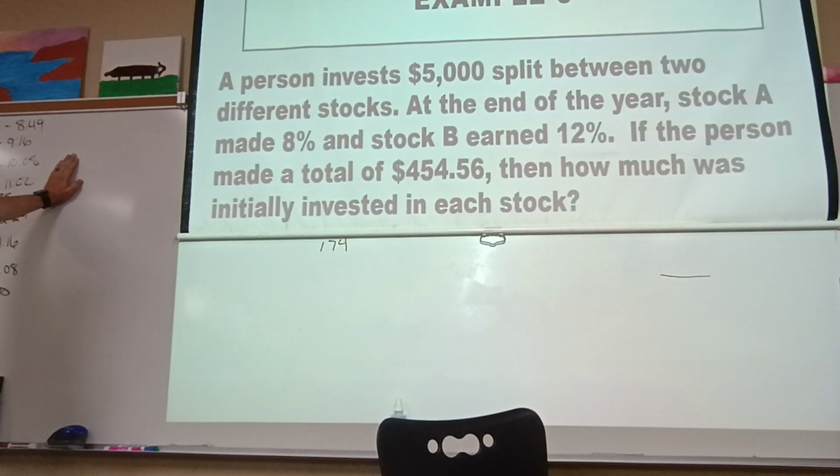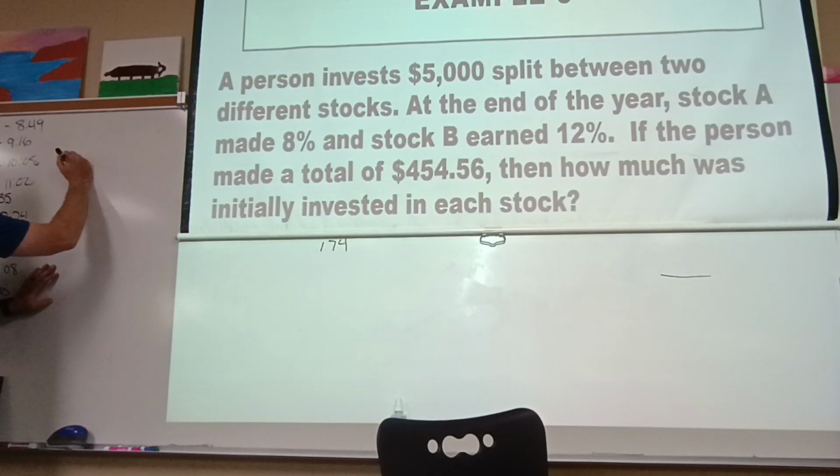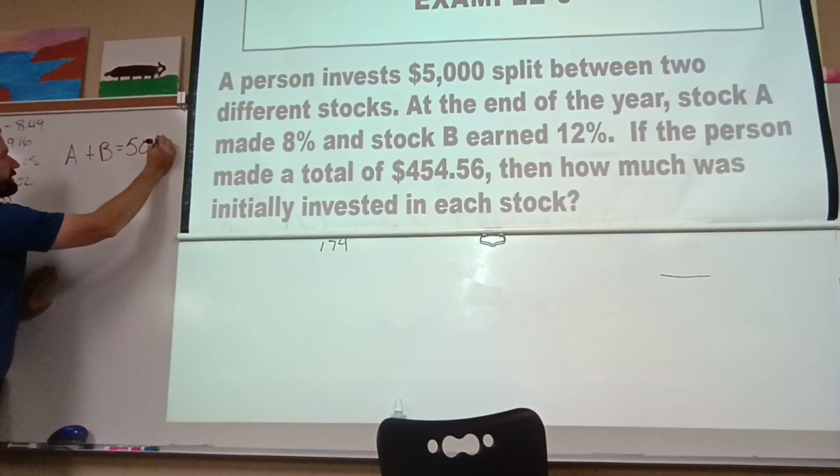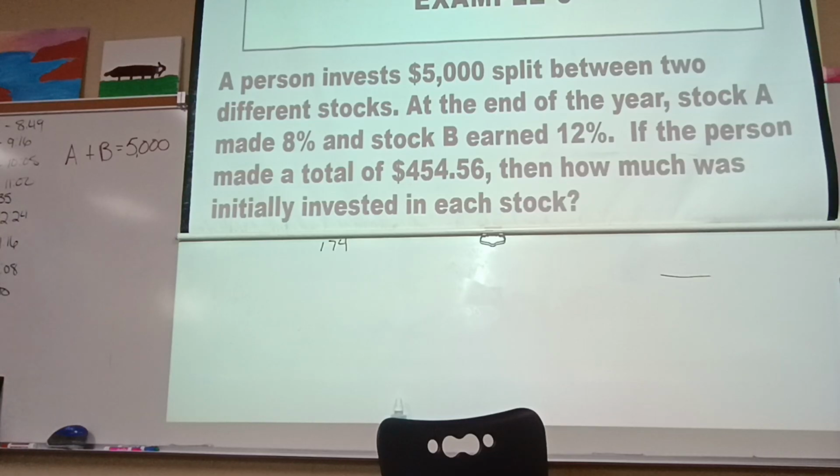First thing I'm going to look for is some sort of total. How much total did they invest? 5,000. So that means if I take all of stock A and add all of stock B, I put in $5,000 initially. Okay? So look for your total equation. That's always your first step. Look for some sort of total.